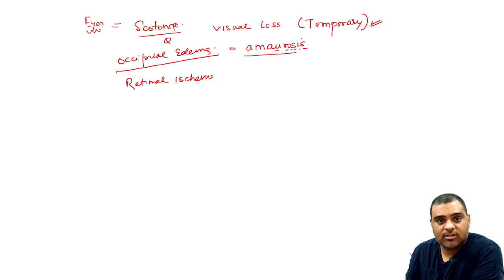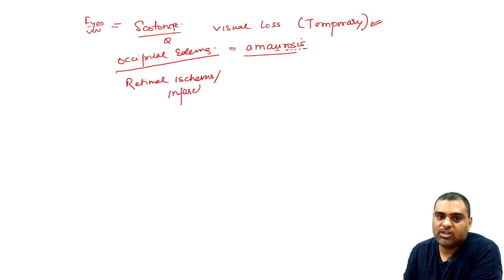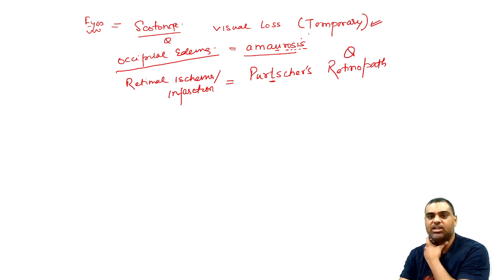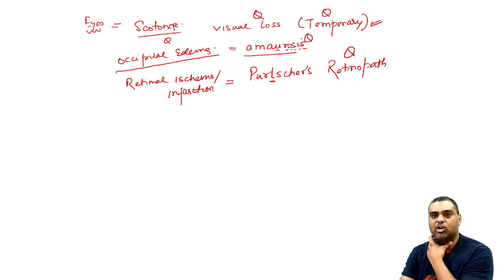Okay. Now there can also be retinal ischemia, and even retinal cell death, that is retinal infarction, in preeclampsia, and that is known as Purtscher's retinopathy. P-U-R-T-S-C-H-E-R, Purtscher's retinopathy. The T is silent. This has been asked several times. These all have been asked. All are MCQs.